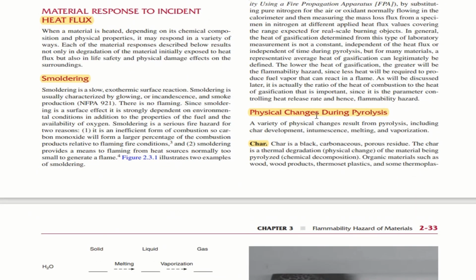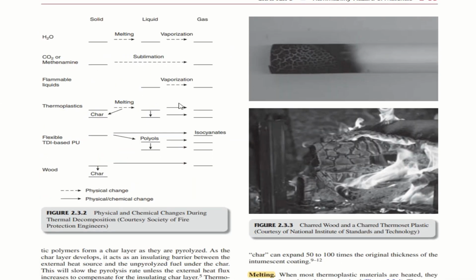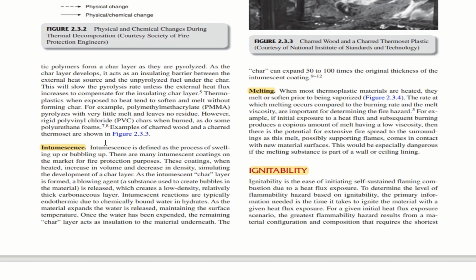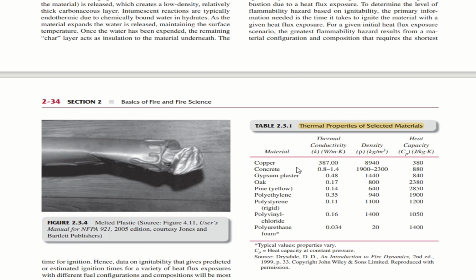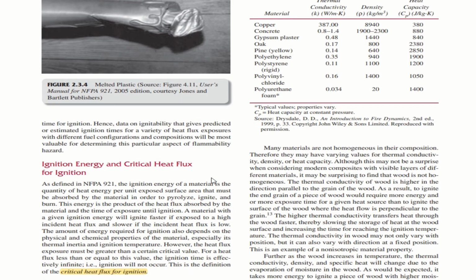Important point. Physical changes during pyrolysis, char, we already got this particular term in previous section. Here we have the definition, you can just go through. We have intumescence, melting, ignitability, and this is an important table. You just look on this. Thermal properties of selected materials. Material copper, we have thermal conductivity 387, density 8940, heat capacity 380. So this is an important table. Just go through this. Maybe you might get a question in your examination.